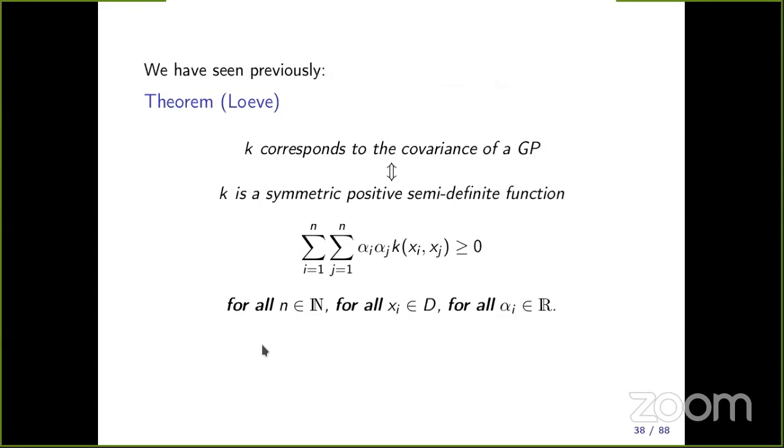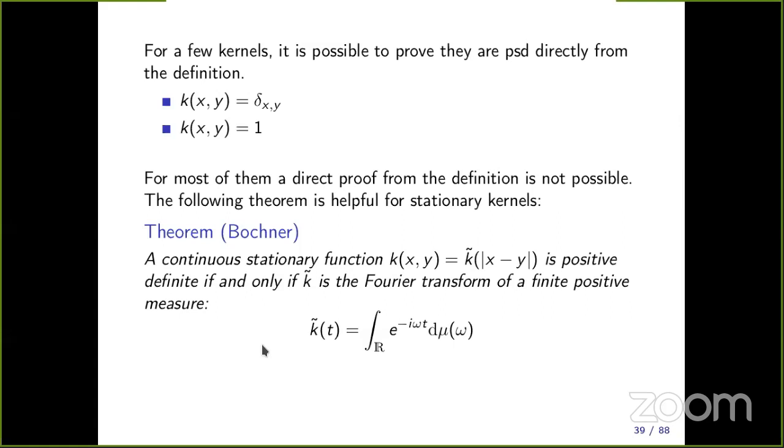So we've seen previously that there's an equivalence between being a covariance of a Gaussian process and being a positive semi-definite function. For a few covariances, we can prove that directly from the definitions. For example, if you look at the white noise kernel or the constant kernel, we can use directly the definition. But for many covariances, it's not that straightforward.